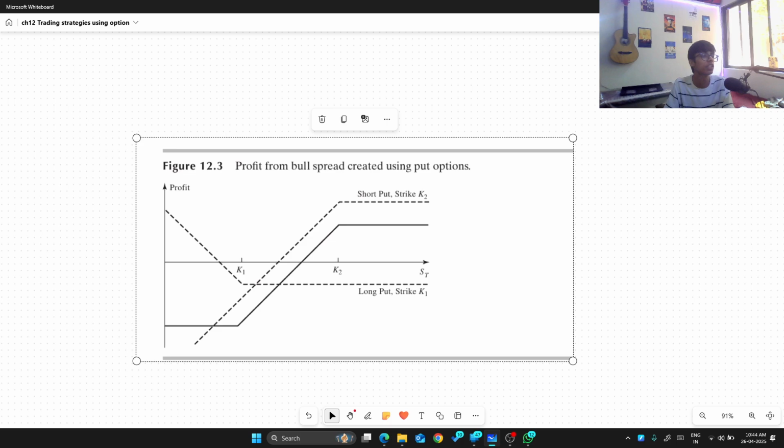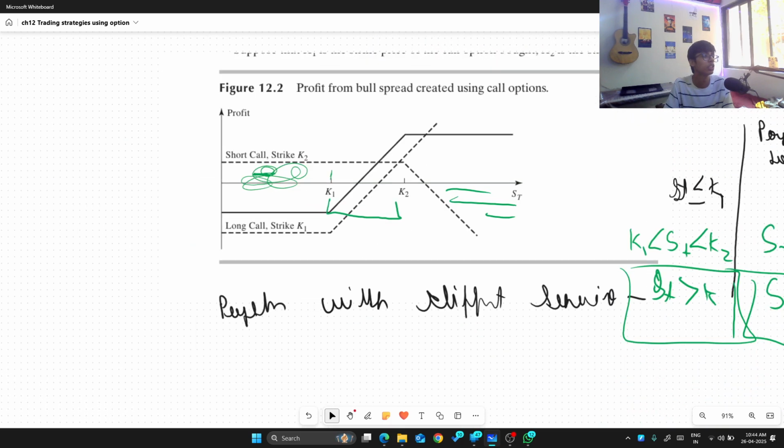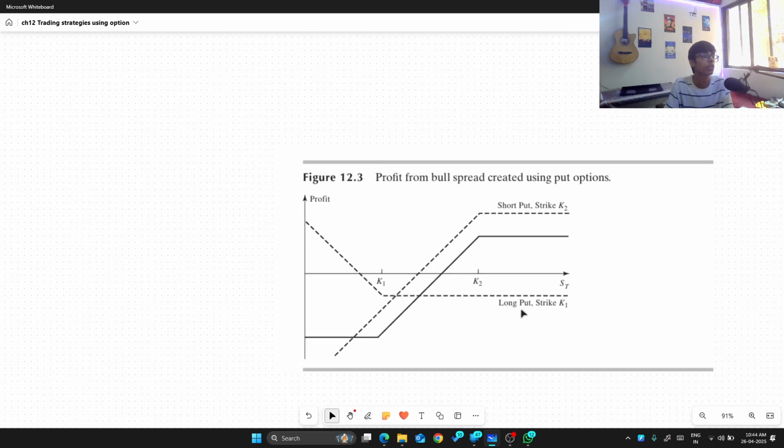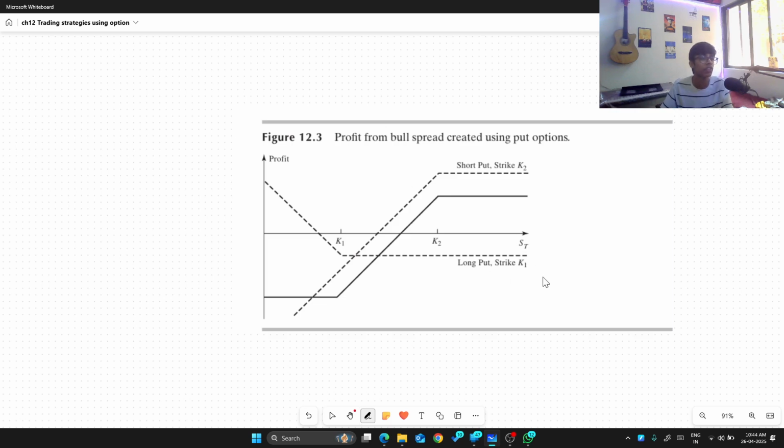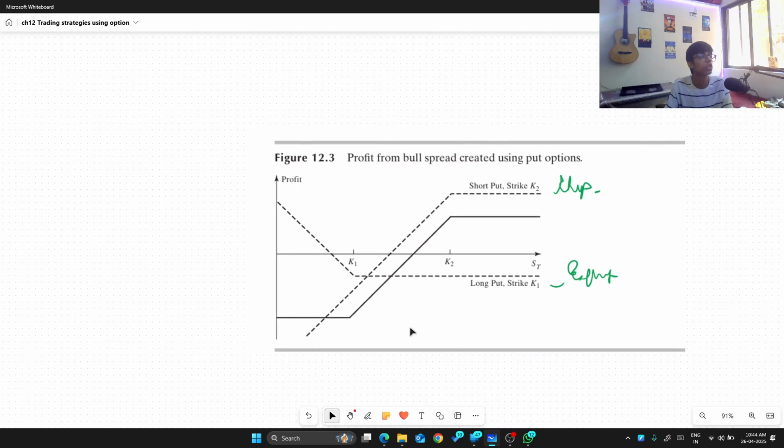So we created the same structure, using a long position at k1, because k1 will be expensive because it is far away, and k2 would be cheap, right? And we are long at k1 and short at k2. So that is called a bull spread.